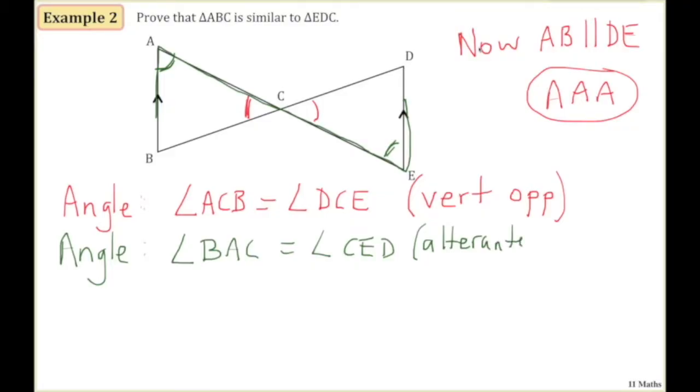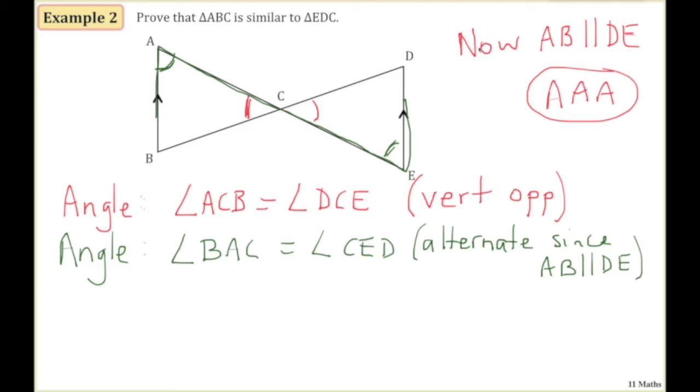Whoops, now that's not good. Let's just see if we can backtrack that a little bit. Get the spelling right. Now they are alternate since AB is parallel to DE.